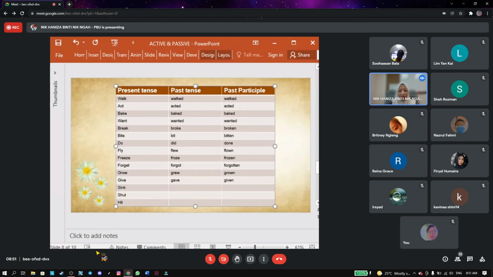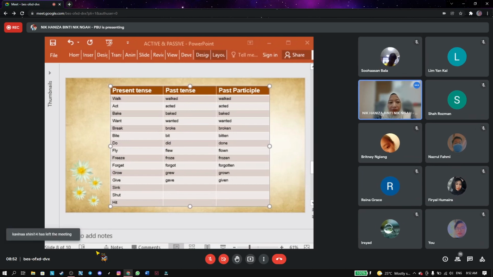Okay. Siapa yang tak panggil lagi tadi? Sing. Past tense for sing. Sigh? Senyap dia sigh kan? Sigh, are you there? Past tense for sing? Is sigh there? Terkeluar dah? Tak ada ni? Finish ini pun left juga.